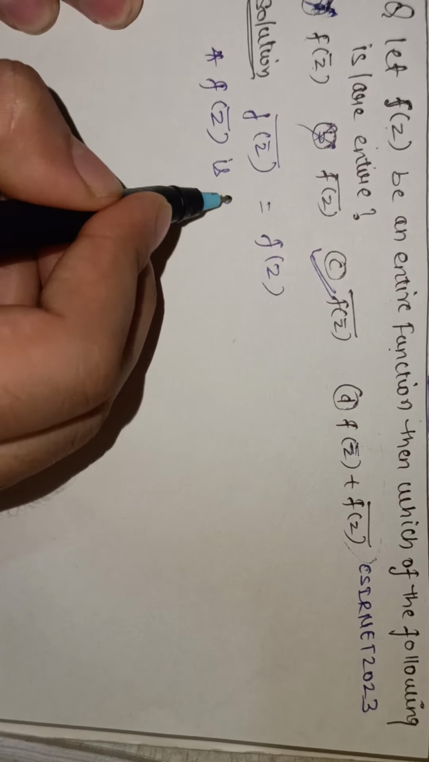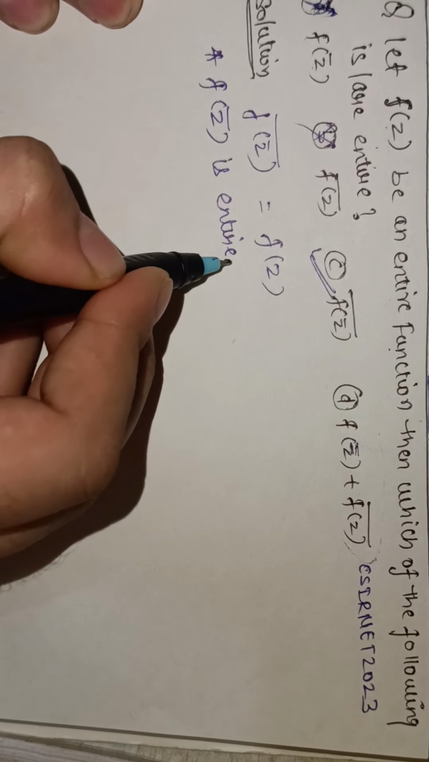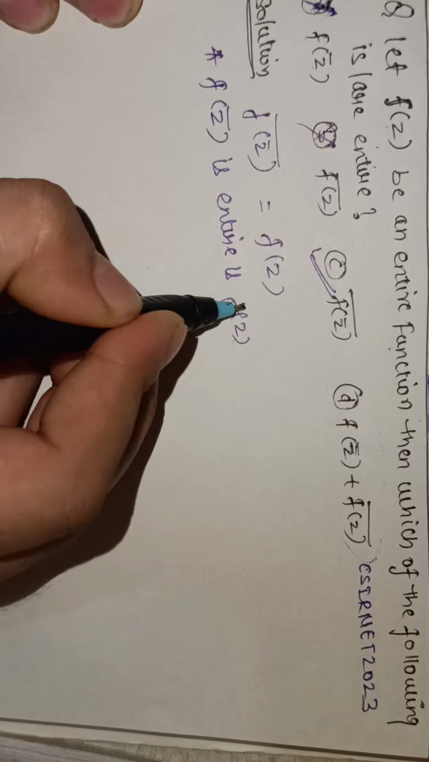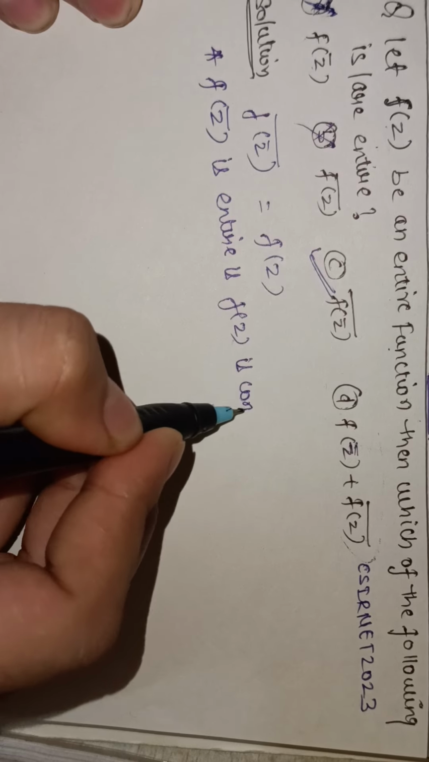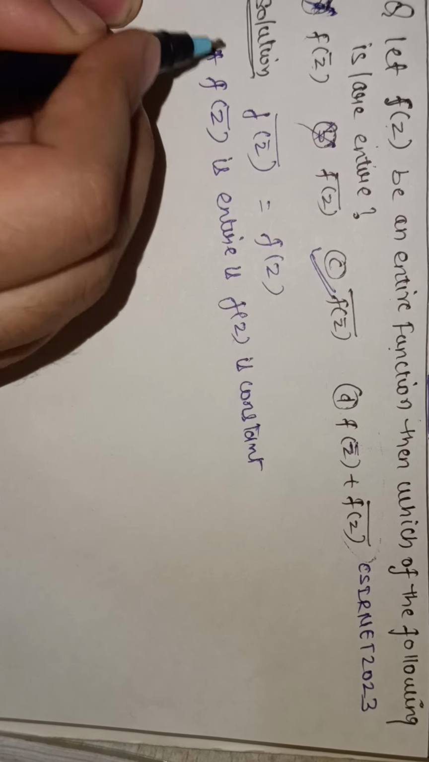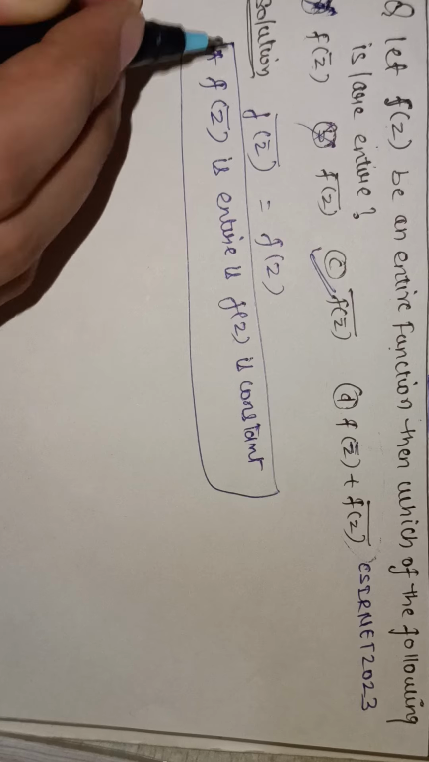The condition we have to know is this: f(z) bar is entire if f(z) is constant. This you have to know. So this is the solution.